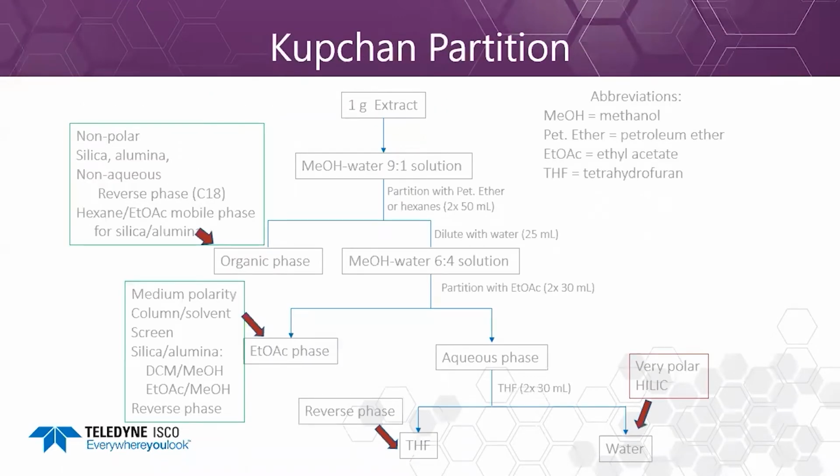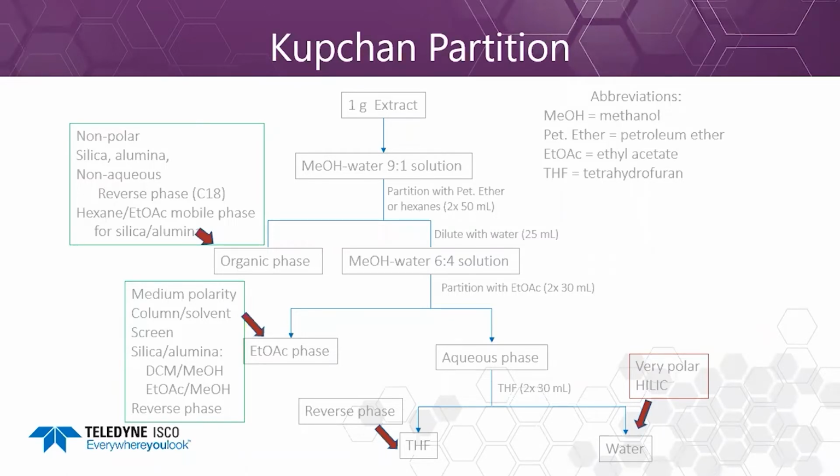The example we use takes about 1 gram of dried extract, and you dissolve it in methanol and then add 10 mL of water to give you your 9:1 solution. You then partition this with petroleum ether or hexane, 2 times 50 mL, and combine the organic portion, the hexane or pet ether. Do not worry about any suspended solids, as these will dissolve and get partitioned later.